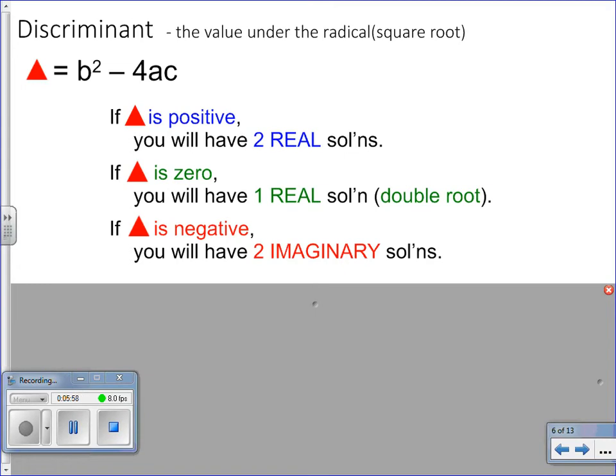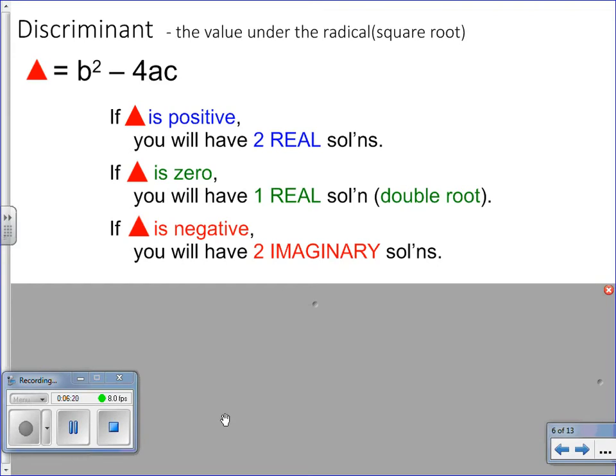So we'll look at an example first before we do the actual quadratic formula, of just finding the discriminant and determining what type and how many solutions we have. All we have to do to figure out how many and what type of solutions we have is to calculate b squared minus 4ac, the stuff underneath the radical.